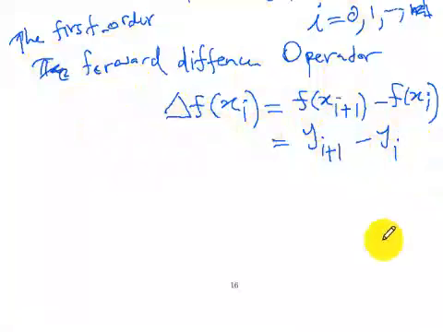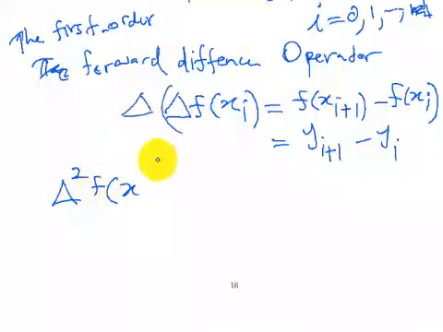Then what is the second order forward difference operator, which is denoted by this? Take this operator again, delta, and operate on both sides.